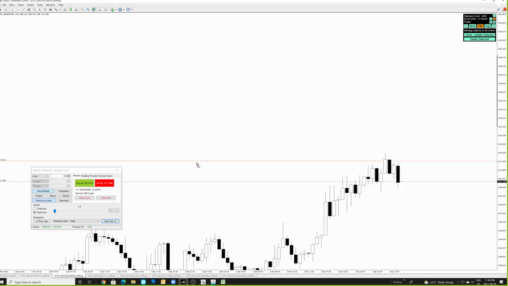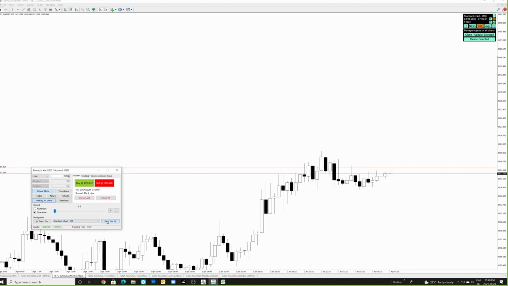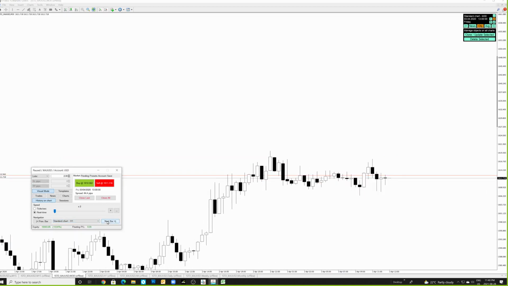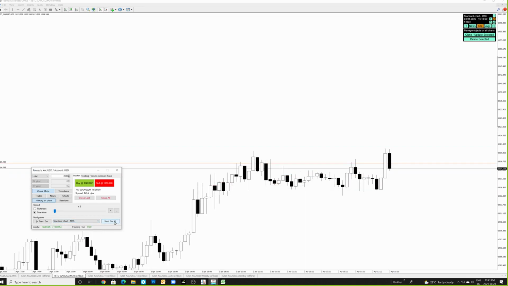Thursday, Friday. All right, here we go. We got Friday here. We're going to skip over to 13, 14, 15, and we're going to go towards NFP. Look at the spread over here, man. 16 pips. All right.